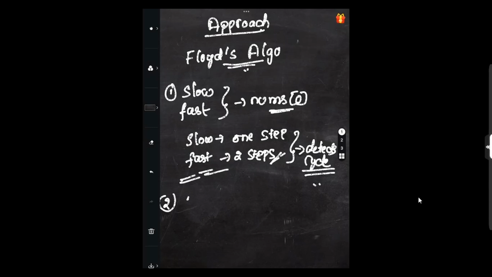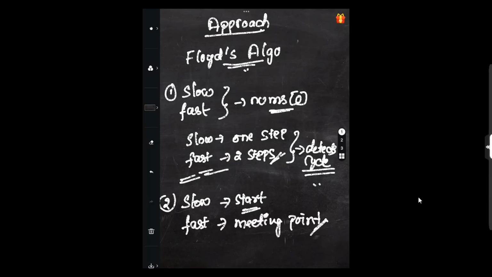Then let's come to the second point. We have to reset one pointer. Let's reset slow to the start of the array and keep the other pointer, nothing but fast, at the meeting point. That's what we are doing in the second step.